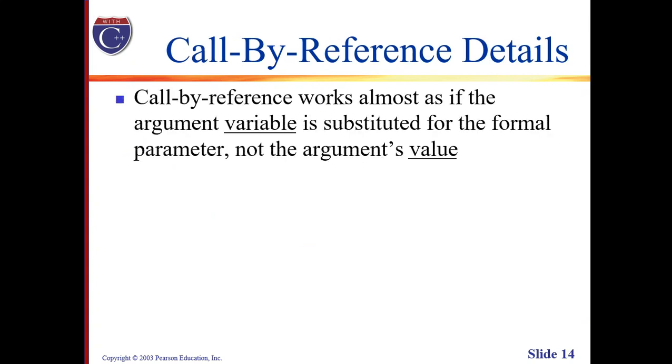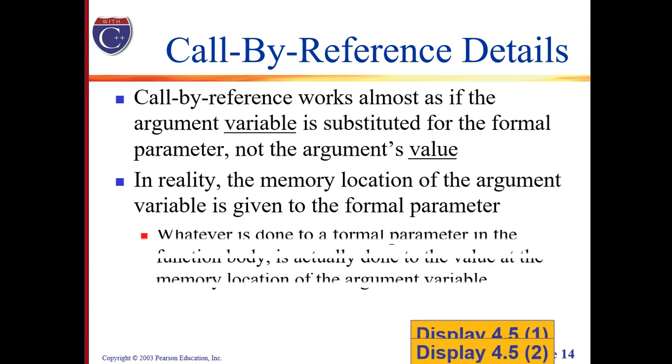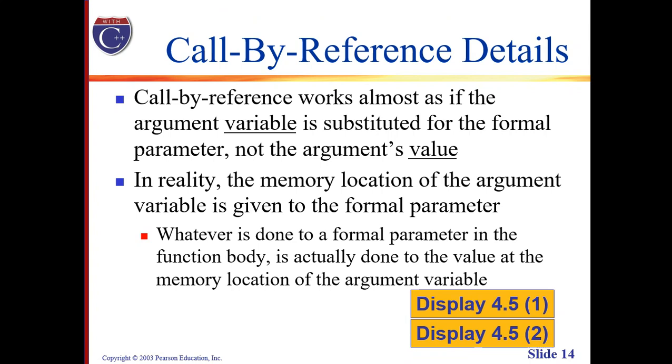So what are the details about call by reference? Call by reference works almost as if the argument variable is substituted for the formal parameter, not the argument's value. So what we are referring to there is actually the memory address and not the actual value of the parameter. In reality, the memory location of the argument variable is given to the formal parameter. To see how it works, let's take a look at this.